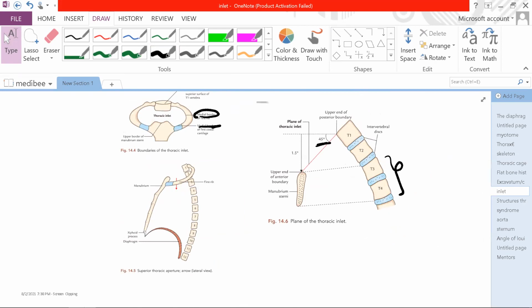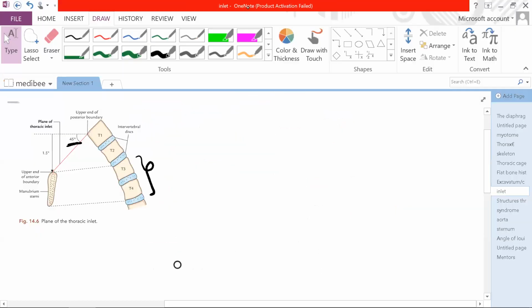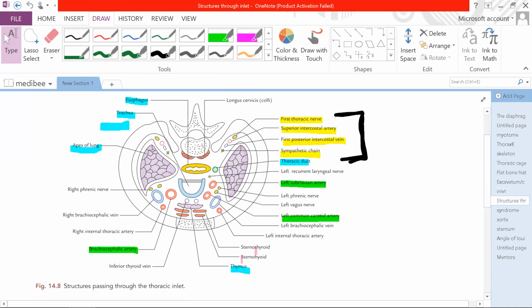We talked about the thoracic inlet. Up to here, if you have any questions you can ask. No? I assume you have no questions, so I will continue. Structures passing through the thoracic inlet.